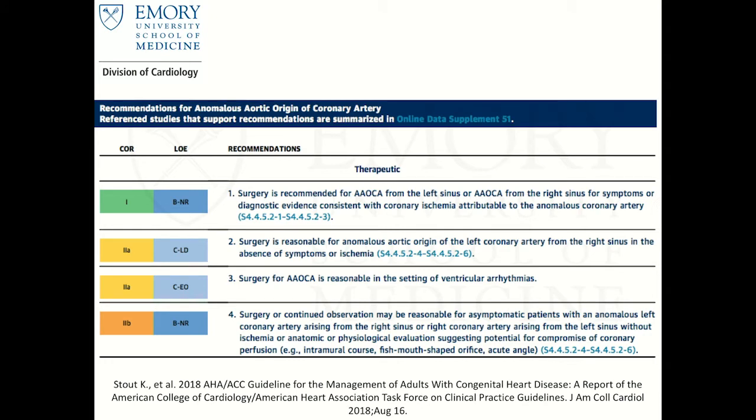The therapeutic guidelines are a little bit more definitive. There's a class 1 recommendation for surgery in patients with anomalous coronaries who have symptoms or evidence of ischemia based on imaging or stress testing. Then there's a 2A recommendation for patients who have an anomalous left coronary off the right cusp, even in the absence of symptoms or ischemia, that it's reasonable to operate on these patients. There's also a 2A recommendation for anomalous coronaries in the setting of ventricular arrhythmias. And then the 2B recommendation, this last one here, is that surgery or observation is reasonable in asymptomatic patients with either anomalous left or right coronaries who do not have ischemia or high-risk anatomic lesions, such as acute angle takeoff, narrow takeoff, and intramural course, et cetera.